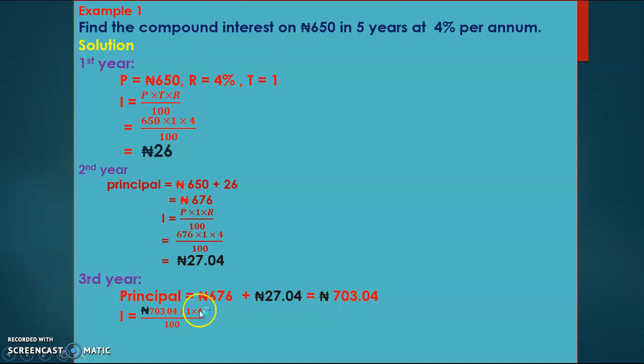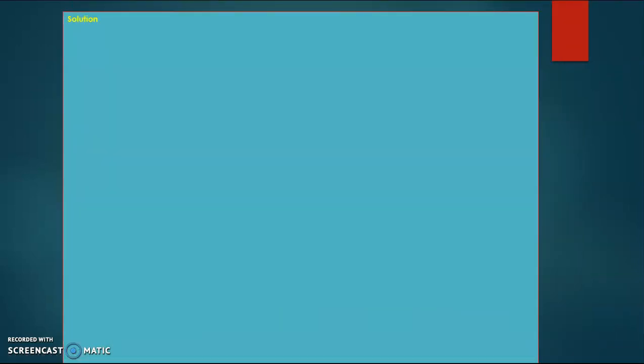So we are going to input this back into the formula of simple interest. Our principal is equal to 703 naira 4 kobo times 1 times 4 all over 100, which will now give us 28 naira 12 kobo. So let's move to the fourth year.